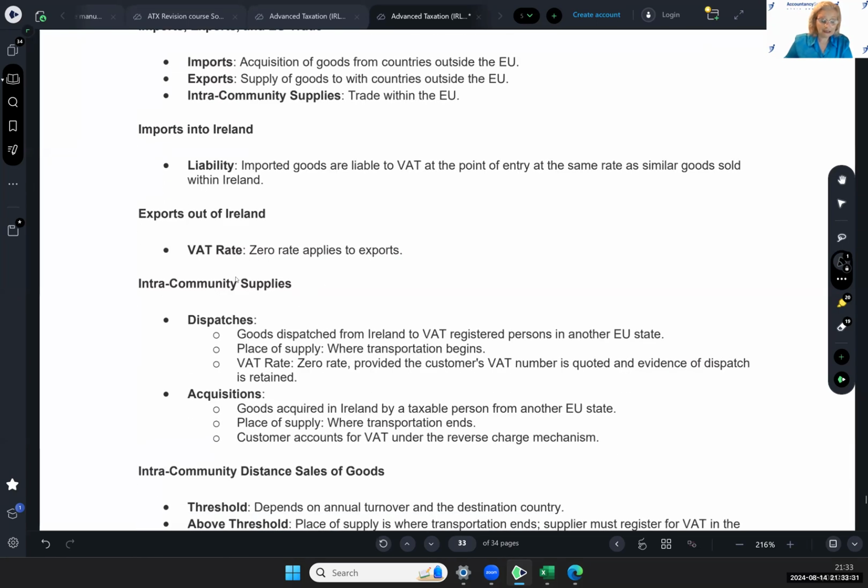For your intra-community supplies, this is where you make a supply where the goods are dispatched from Ireland to a VAT registered person in another EU member state. The place of supply is where transportation begins. VAT rate is 0%. Very, very important. In order to be able to apply the 0% rate, you must quote the customer's VAT reg number on the invoice, and you must retain evidence of dispatch. You don't need to do that for an export because the customer is outside the EU. They don't have an EU VAT number.